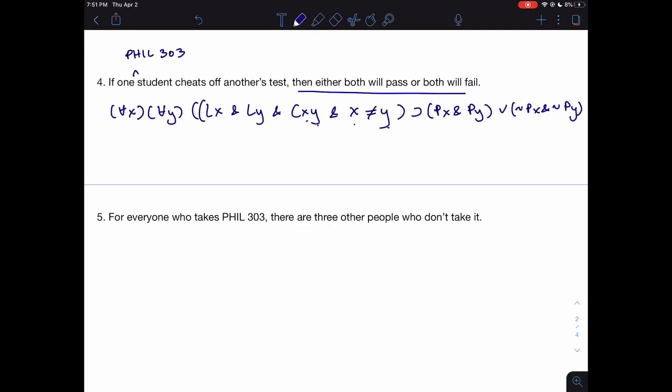Okay. And then let me see, where do the parentheses go? I think that's right. Okay, so again, I didn't do the parentheses totally correctly, but in predicate logic, we're a lot more loosey-goosey about that. So what this says is that for any two things in the universe of discourse, if those two things are students in Phil 303, and one of them cheats off the other's test, then either both of them will pass or both of them will fail. Okay, so that completes that symbolization.